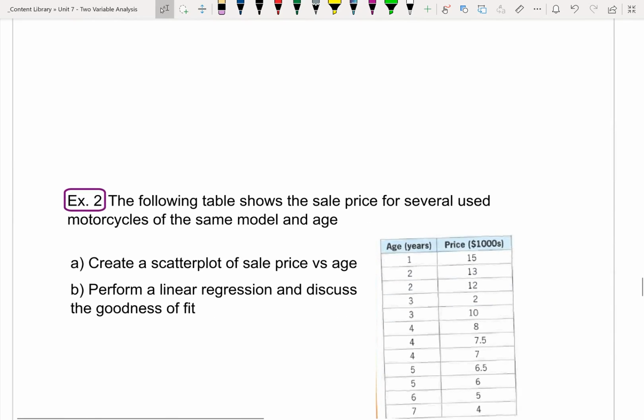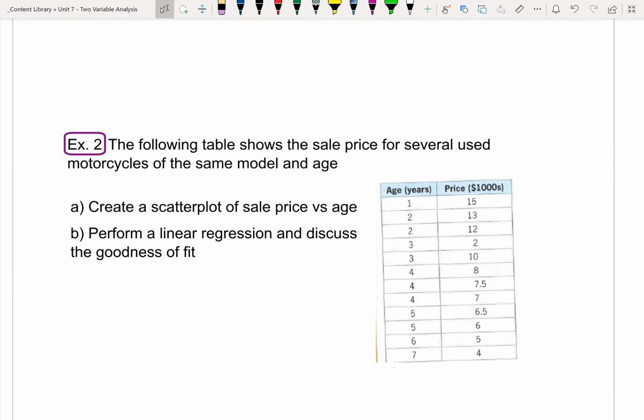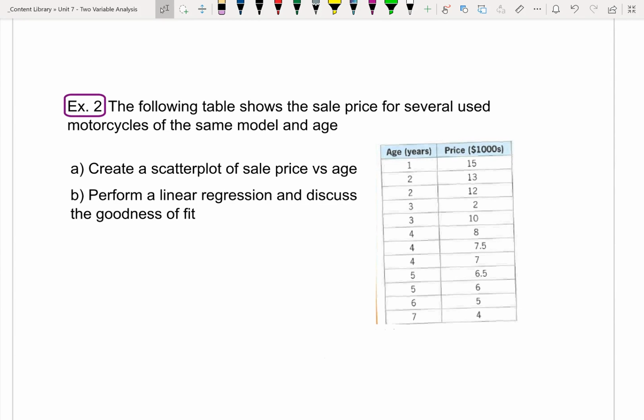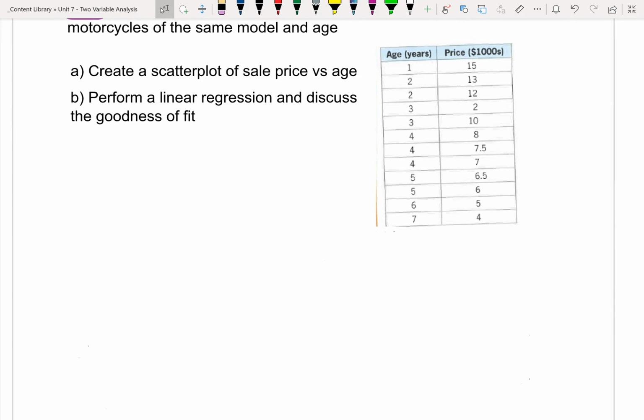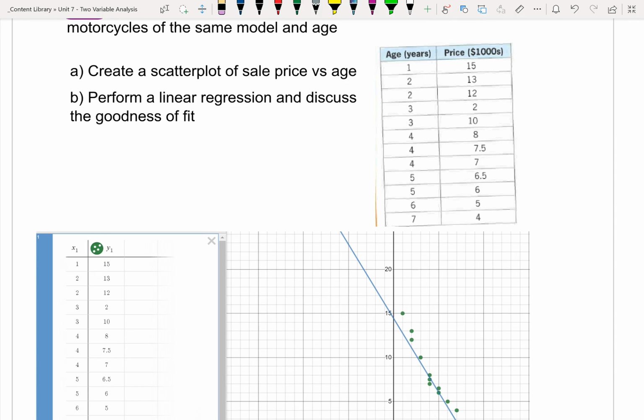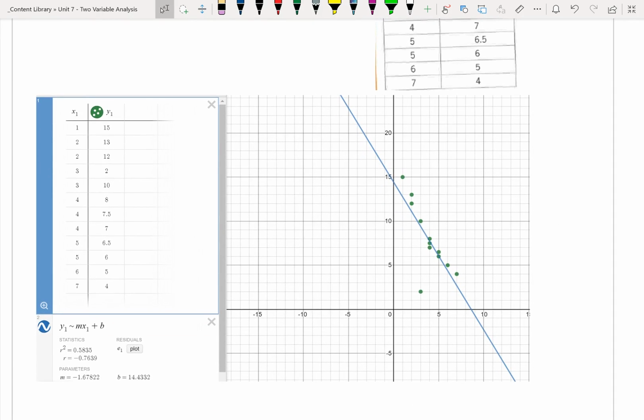So in example 2, the following table shows the sale price for several used motorcycles of the same model and age. Right, so we see the age in years and the price that it's sold for, and we want to create a scatter plot of sale price versus age and a linear regression, and then discuss the goodness of fit. So you're going to go through and enter this stuff into Desmos again. You would clear all the data or start a new graph and insert a table and go through and enter all of it. And when you're done, what you should come up with is something similar to this.